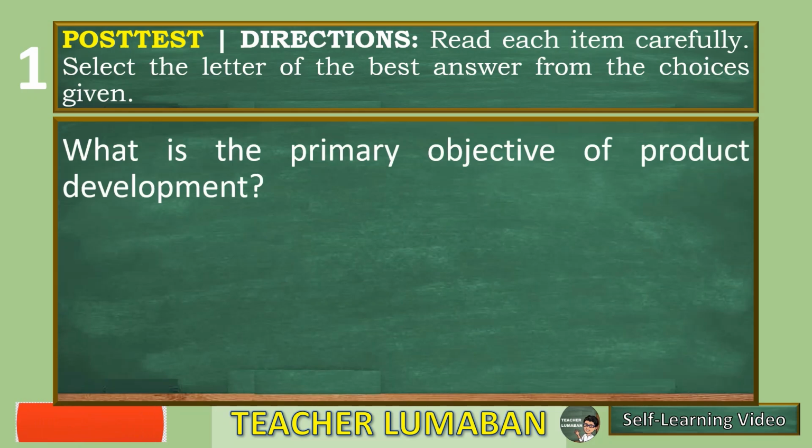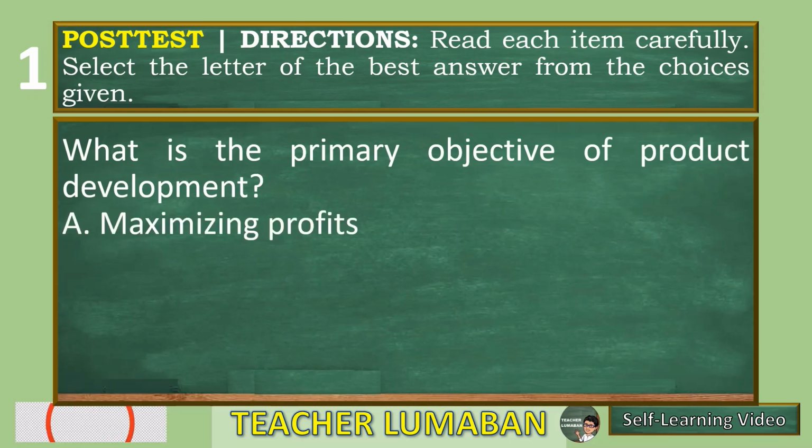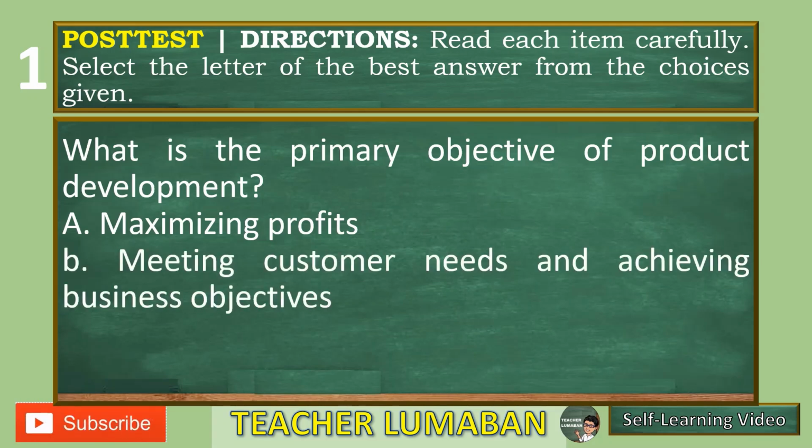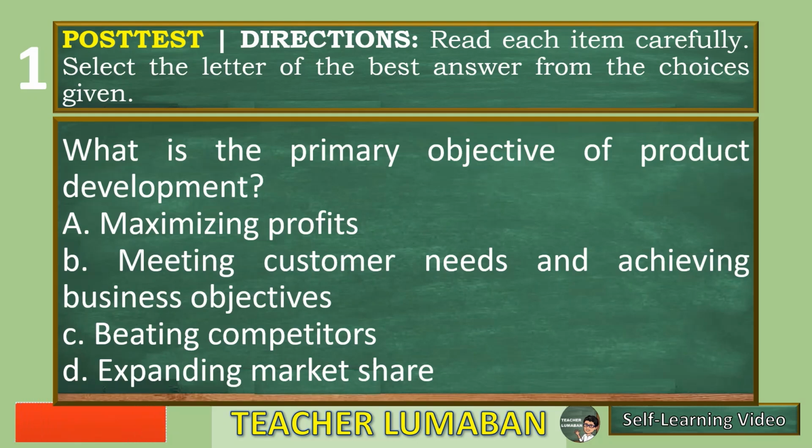What is the primary objective of product development? A. Maximizing profits. B. Meeting customer needs and achieving business objectives. C. Beating competitors. D. Expanding market share.